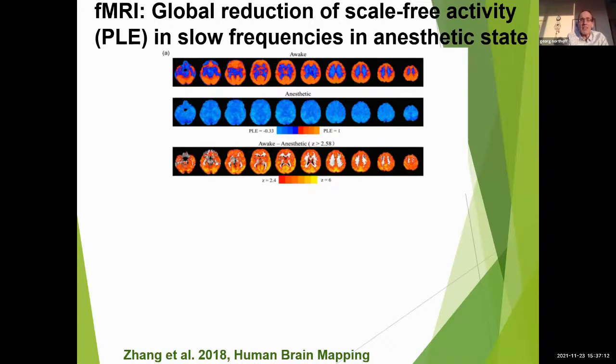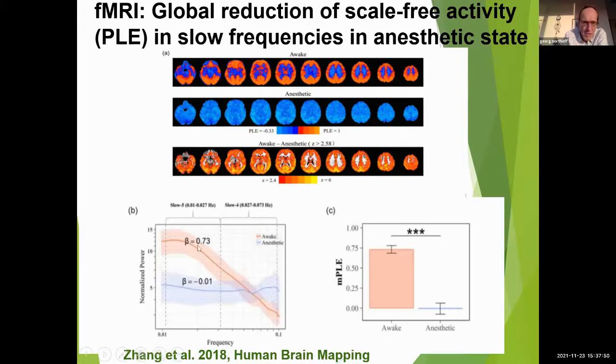So what he did, he did fMRI in the same subjects in the awake state and in the surgical anesthetic state. He did a whole brain analysis, and for each voxel he calculated the power law exponent. Remember, that was the relationship in the power between slow and fast frequencies. And no surprise, you can see a much higher power law exponent in the awake state. This is more red than in the anesthetic state. When you see the difference between the two states, you get this one. But this is not the interesting part. The interesting part comes now.